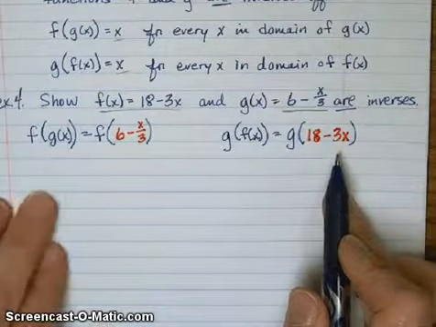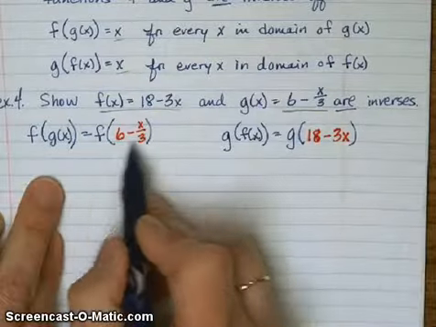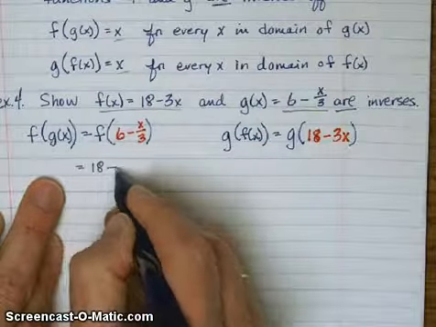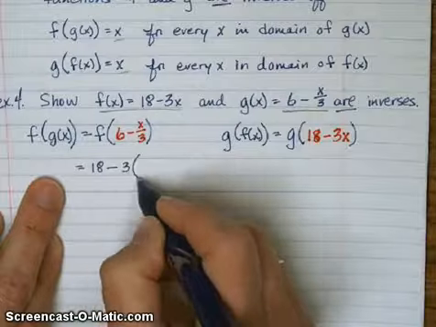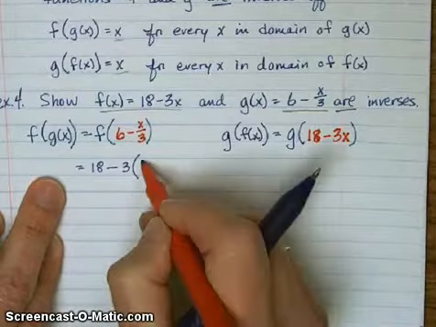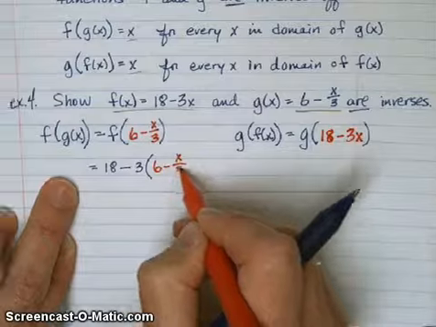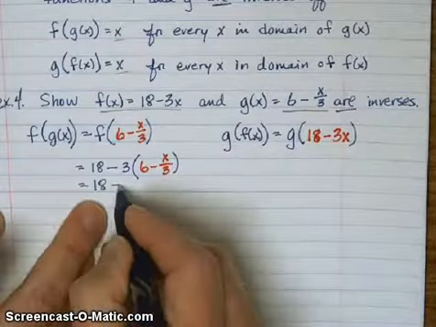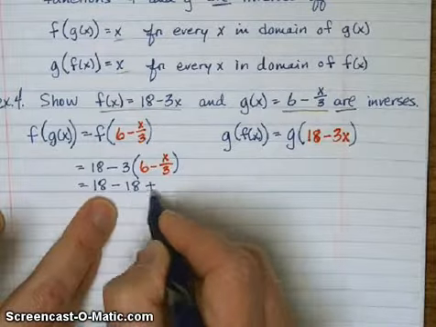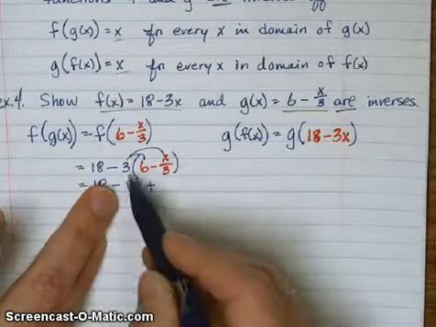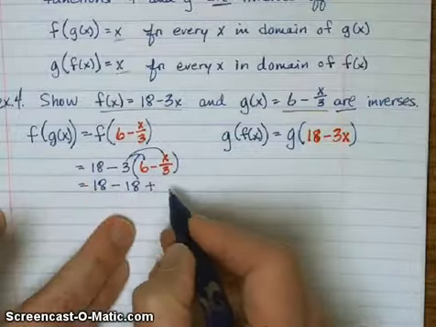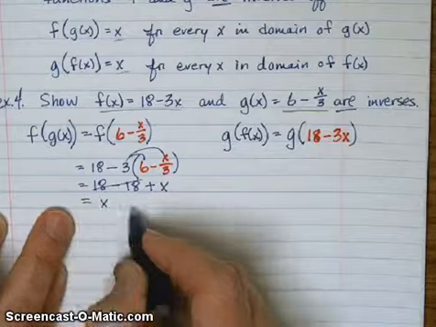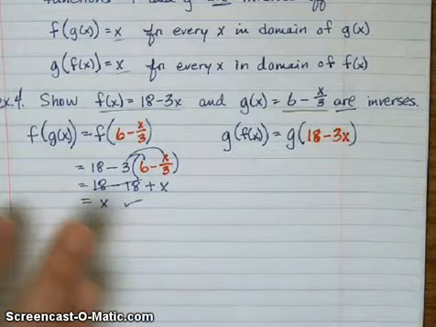So now let's do the algebra. If I evaluate function f at this value here, I have 18 minus 3 times the 6 minus x over 3. Well, that's going to give me 18 minus 18 plus, right, you distribute this 3 times x over 3 is just going to give you x. Well, look at there, the 18 minus 18's gone, it equals x. That worked.